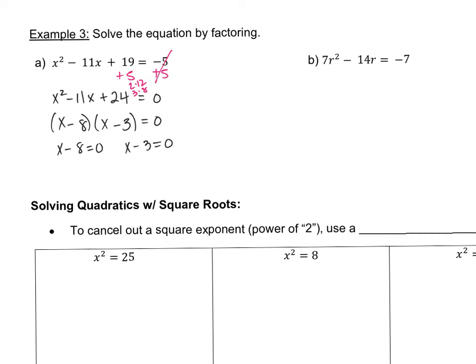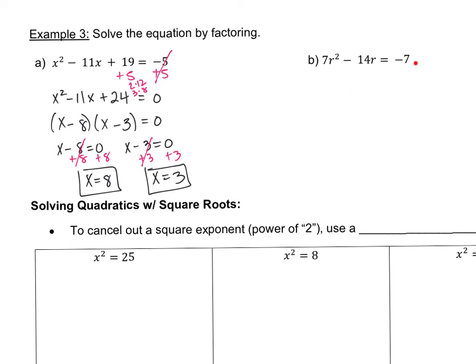And now once I have my factors, I'm just going to set them equal to 0, and then move over the numbers to get x by itself. So I'm going to move over 8 by adding, and so my x is equal to positive 8 for the first one. If I move over 3 by adding, my x is equal to positive 3. And so here are my two solutions. It means that if I were to graph this trinomial on a coordinate system, the parabola would touch the x-axis at 8 and 3.